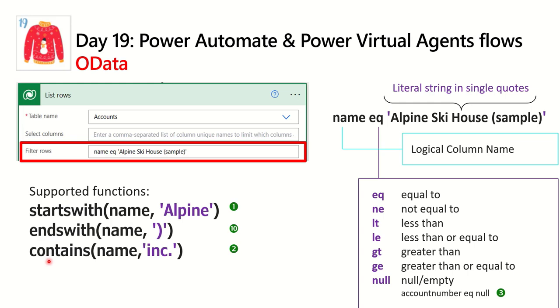Then I have contains. I really love using contains. Contains looks at the whole name and finds this string that you put in here. So if you put in the string inc for incorporated with a dot in it, you're going to get 2 records back. Okay, so this is really, I would say, 9/10 of what you need when you're doing OData query.